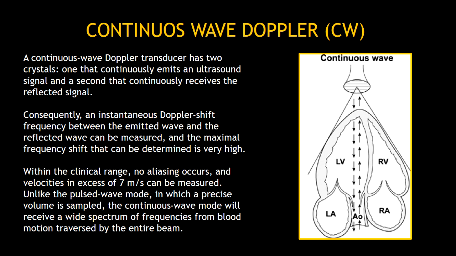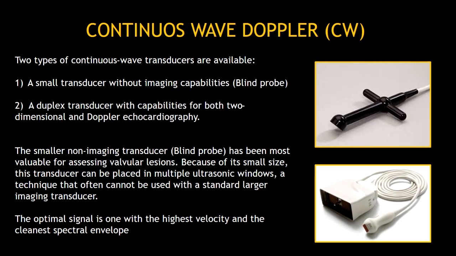Unlike the pulse wave mode, in which a precise volume is sampled, the continuous wave mode will receive a wide spectrum of frequencies from blood motion by the entire beam. Two types of continuous wave transducers are available. The first one is a small transducer without imaging capabilities, also called the blind probe, and the second one is a duplex transducer with capabilities for both two-dimensional and Doppler echocardiography.